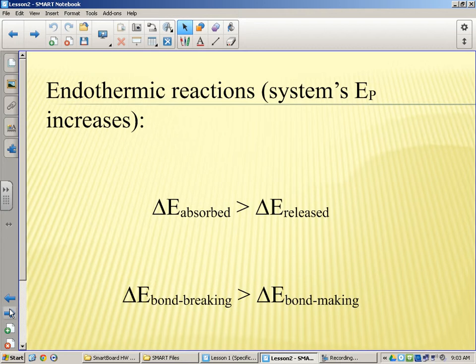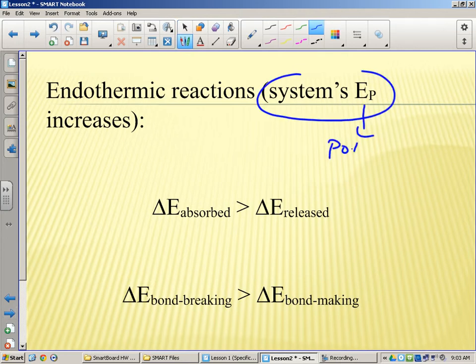So I want you to keep in mind this right here. This, of course, refers to potential energy here. So how much potential does it have? Okay? How much energy potentially does it have? In endothermic reactions, potential energy always increases. Okay?